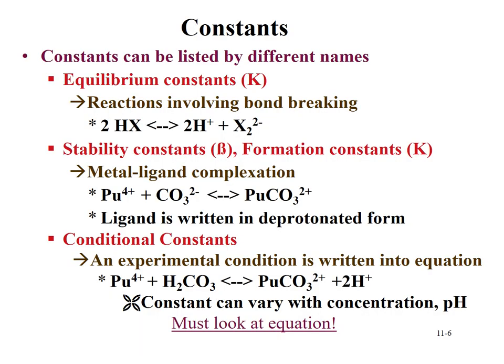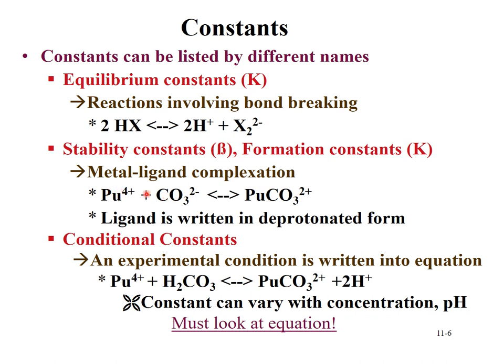Okay, there's a number of ways that constants can be presented. Very simple one is an equilibrium constant where you get some bond breaking and bond making. So imagine I've got just some acid of some sort where you get two protons formed and some sort of polymerization occurring. I can have a very simple reaction that describes this. I can also talk about stability constants or formation constants. And imagine we have plutonium with carbonate going to plutonium carbonate. Again, the complexation constant for this would be the concentration of the plutonium carbonate divided by the concentration of plutonium 4 times the concentration of carbonate.